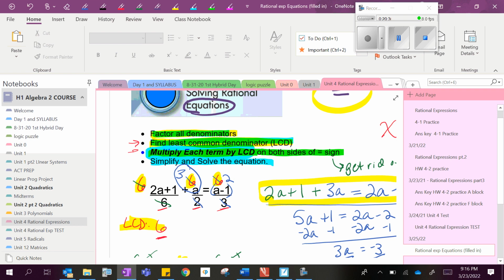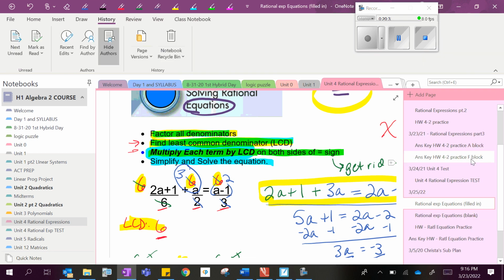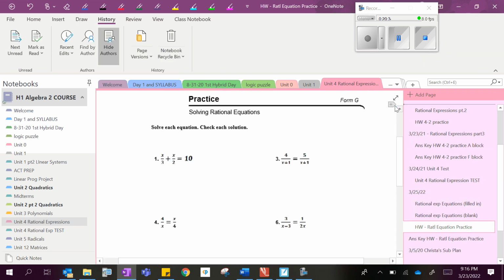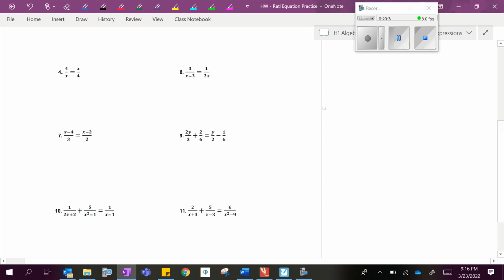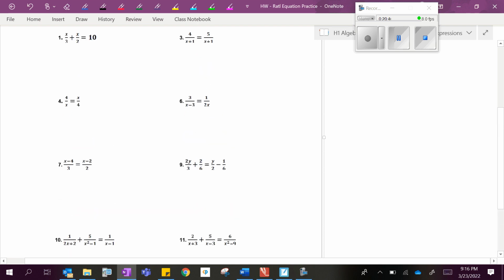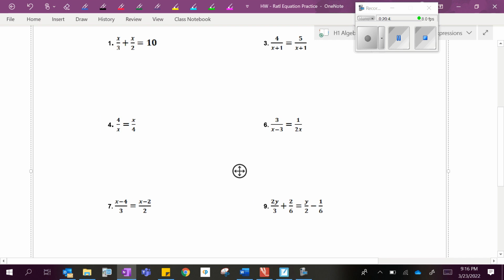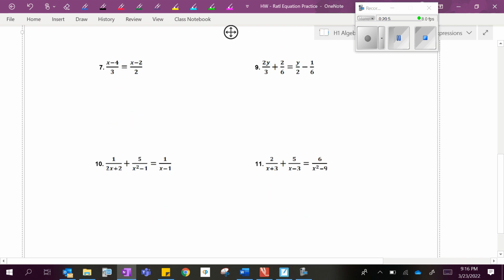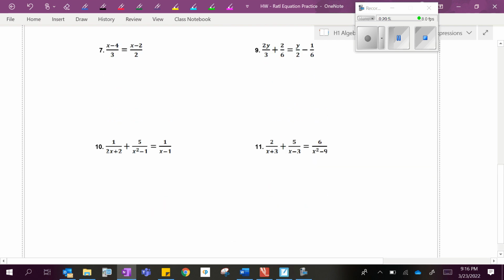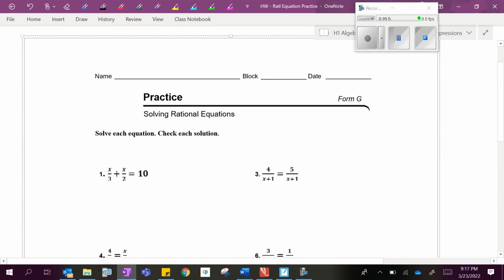Okay, your homework is, if you look in OneNote, your homework is these 8 problems. Again, the first couple up here, the print here is a little bit strange, but you should be able to read those. So all of these should be, again, very similar to what we just did. So do your best, and we'll go over it on Tuesday.